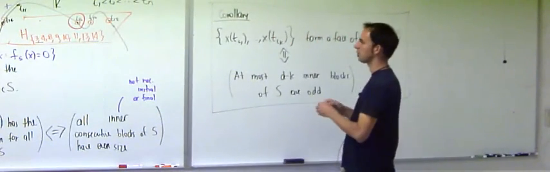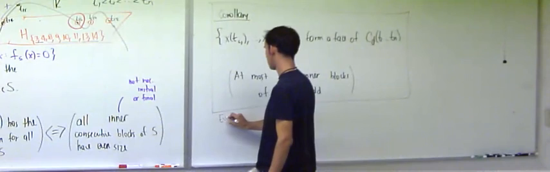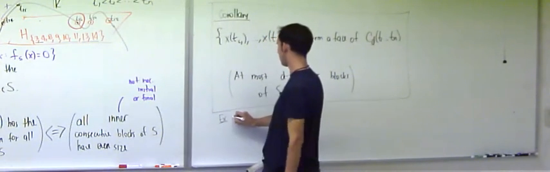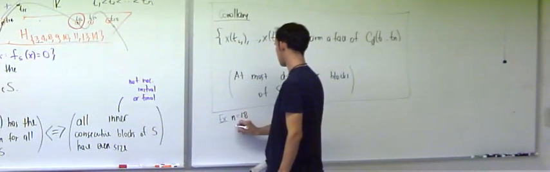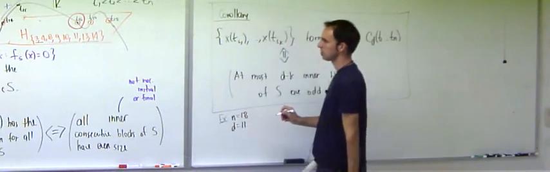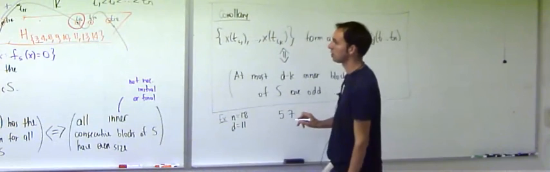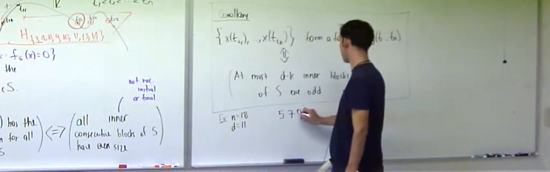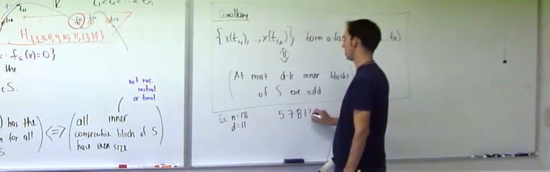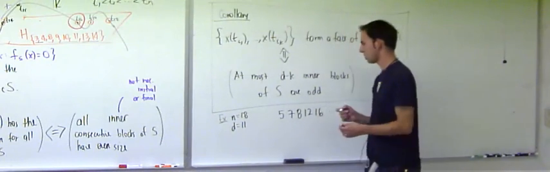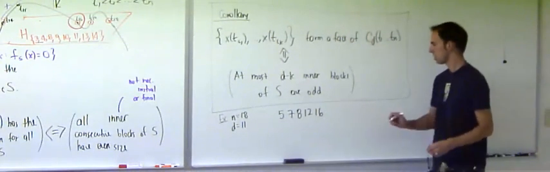So for example, in this case, n is 18, d is 11. And so what did I say? 5, 7, 8, 12, 16. Is that a face?